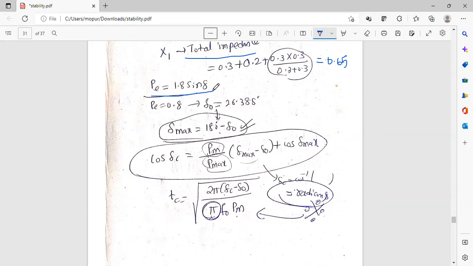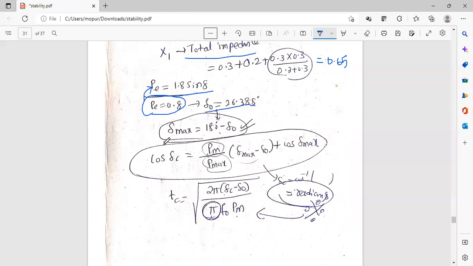They had given PE, it is delivering a power of 0.8. So 0.8 is equal to 1.8 sine del. From this, you can find the value of del naught. If you keep this PE equal to 0.8 and substitute here, then sine del is equal to 0.8 by 1.8. From that, you find the value of del, which is del naught.